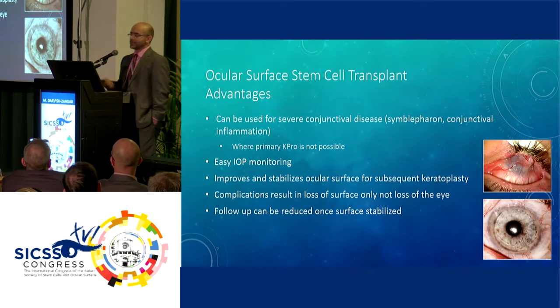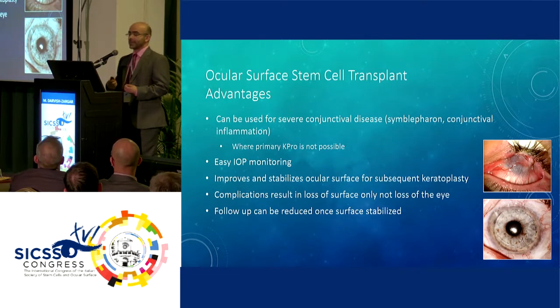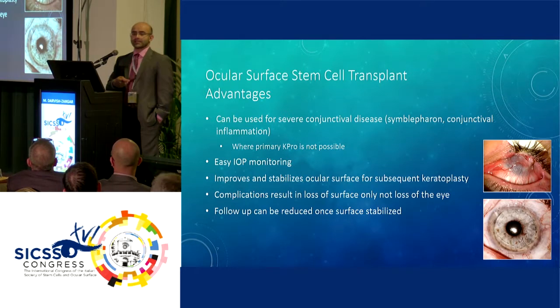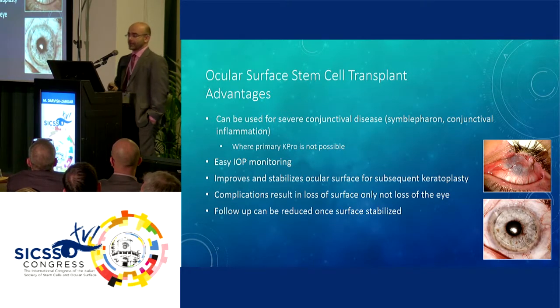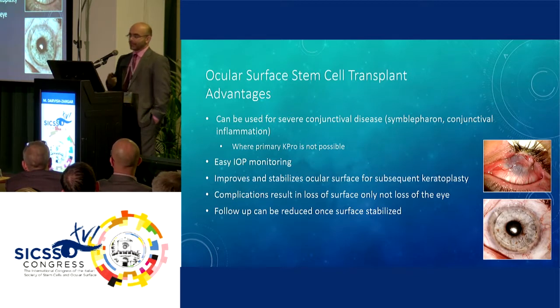So they have some advantages. As we've mentioned a little bit, the ocular stem cell transplants can be used for severe conjunctival disease, so when you have symblepharon and inflammation, and this is where the K-Pro is not positive, because you are able to bring in some conjunctiva, especially with things like living related and autografts. You have easy IOP monitoring. It's just like any other case. You really improve the ocular surface, but you need that subsequent keratoplasty. The complications really result in the loss of the surface, not loss of the eye, because it is really an extraocular procedure. And the follow-up time can be reduced once the surface is stabilized.